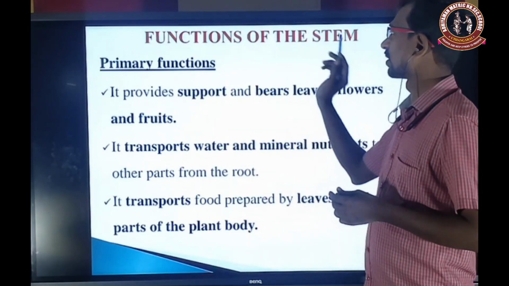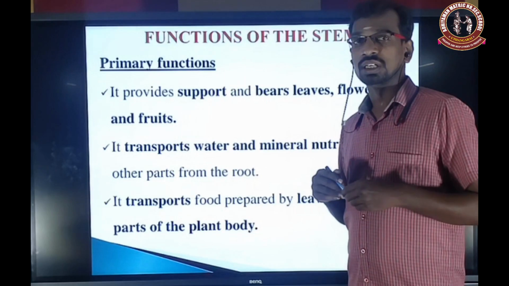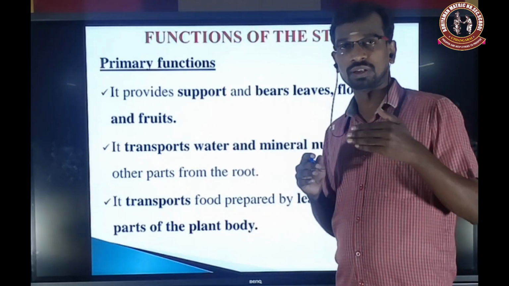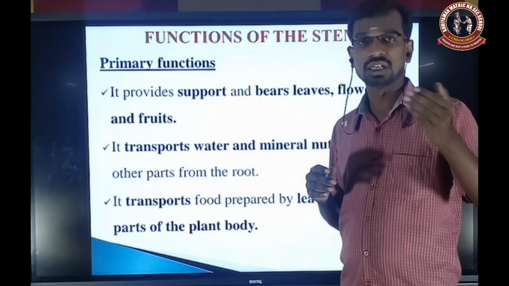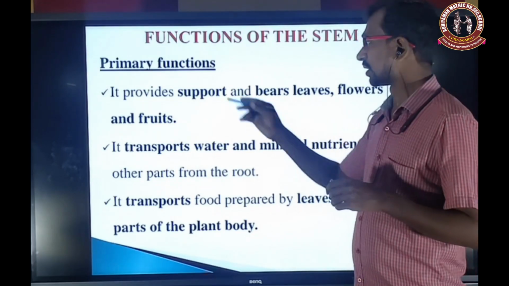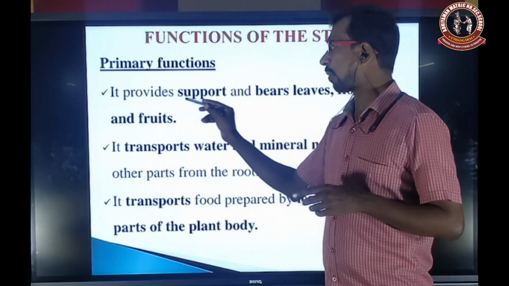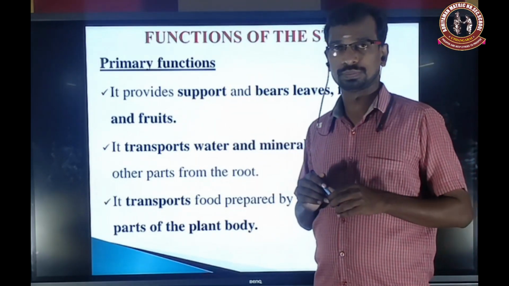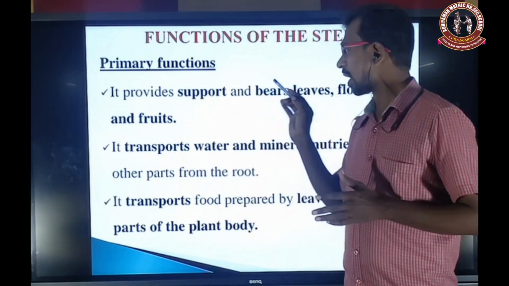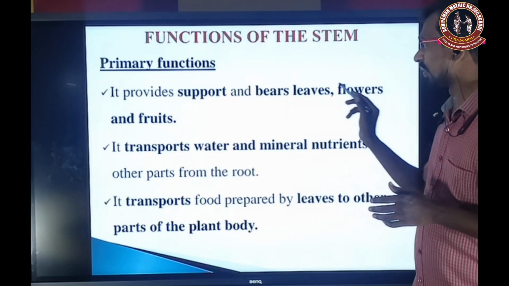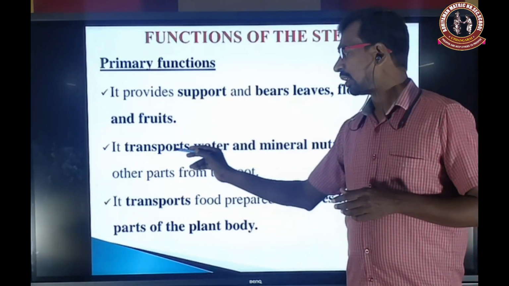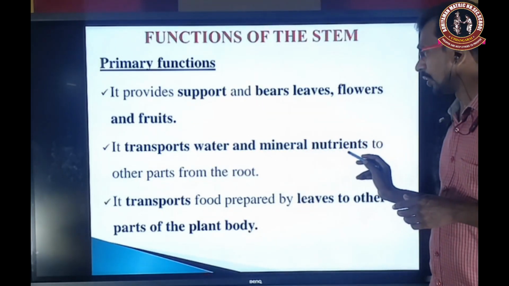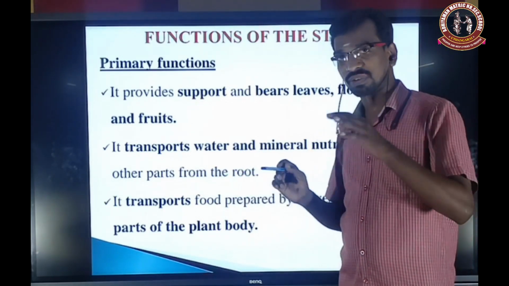Next we are going to see the functions of the stem. Like in the root, the stem functions are broadly classified into two: primary functions and secondary functions. First, the primary functions. It provides support and bears the leaves, flowers and fruits. It transports water and mineral nutrients from the root to other parts.